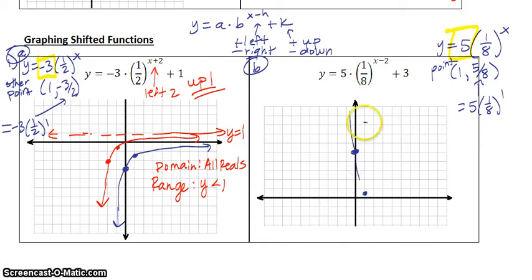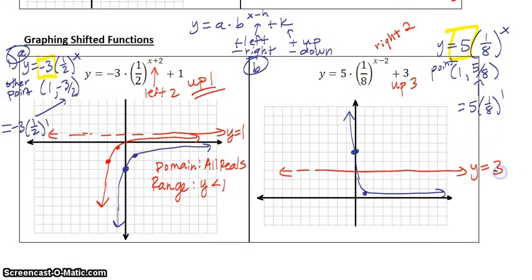All right, I'm going to draw in my curve. Now I'm going to figure out my shifts. So in my head I'm thinking, okay, h is -2, so I'm thinking right 2. k is +3, so I'm thinking up 3. So this time my asymptote moves up 3 units. 1, 2, 3. Here's my new asymptote at y equals 3. And then each one of my 2 points I'm going to move right 2 and then up 3. So right 1, 2, up 1, 2, 3. Right 1, 2, up 1, 2, 3.